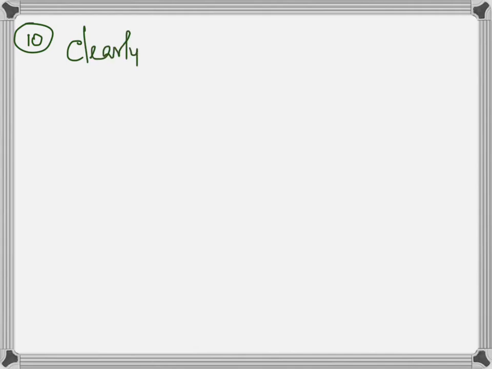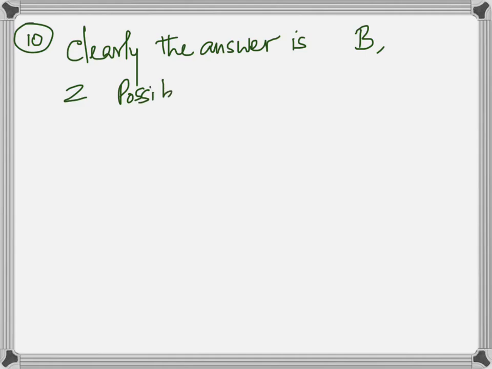On number 10, it only says the magnetic field is in a certain direction. It doesn't give you exactly, so there are 2 possible directions for the magnetic force on the charged particle.